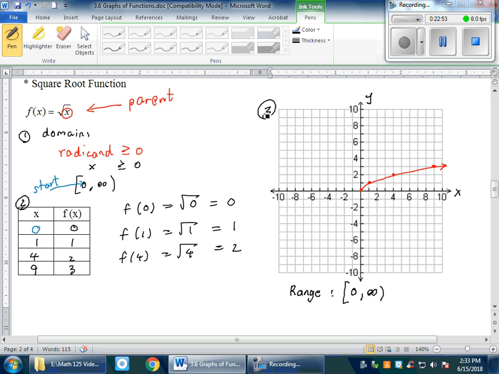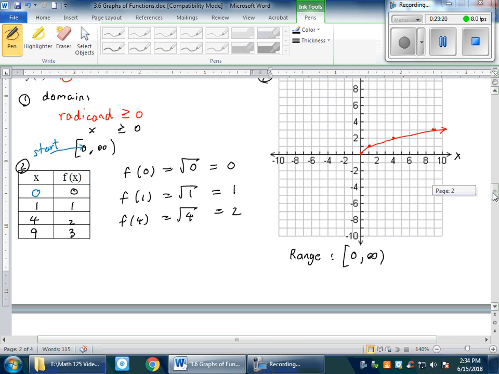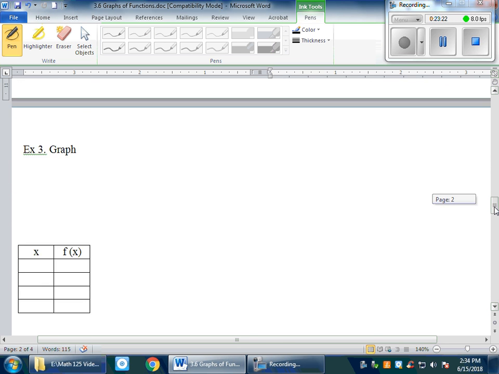Okay. So remember, how do I get the domain? The radicand must be greater than or equal to 0. That means the expression inside the square root must be greater than or equal to 0. That's how we find out the domain of a square root function. And then this concept will extend to fourth root, fifth root, sixth root once we get into chapter 8. So let's take a look at another example.